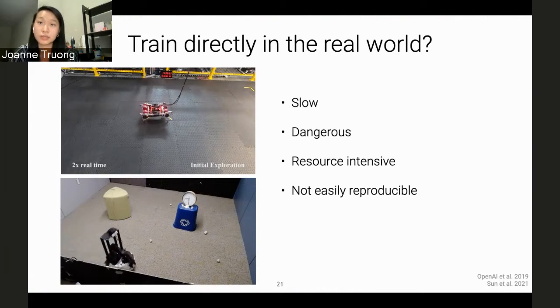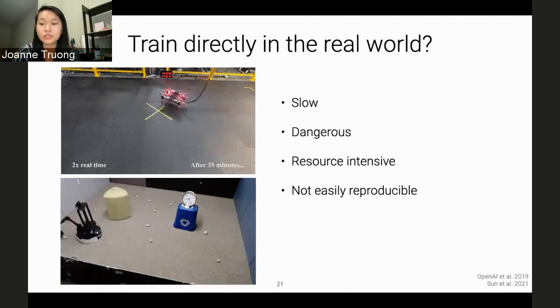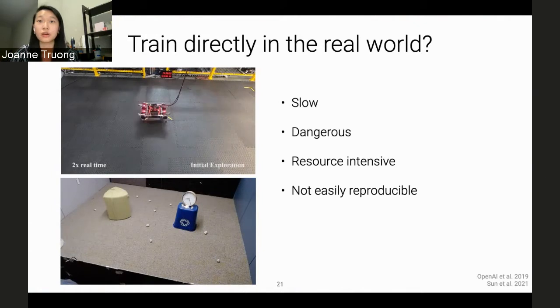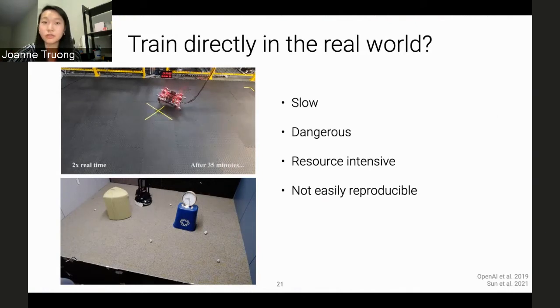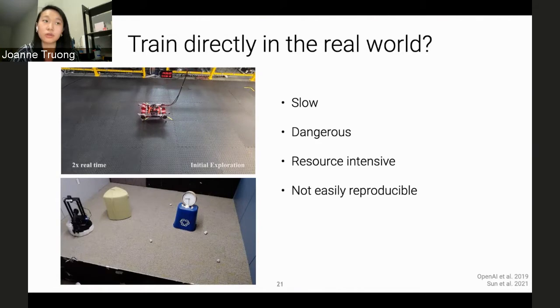And it's also not easily reproducible. Replicating conditions across experiments or institutions is hard. So if I were to run an experiment here at Georgia Tech and then someone else is trying to run the policy in California, and there are windows in the room, if the lighting changes, the outcome of the policy might also be affected.